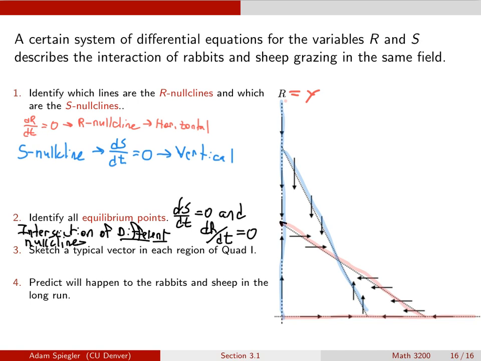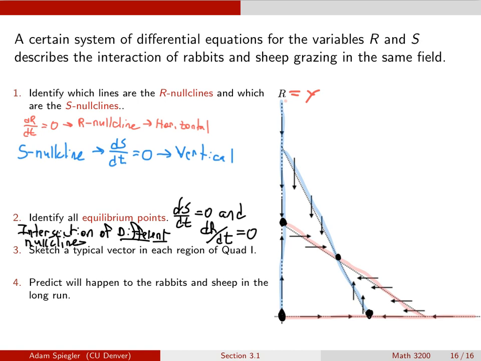So here's a point where a red line and a blue line intersect each other. So that's an equilibrium point. Here is a second equilibrium point. Red and blue are intersecting each other. Here's a third intersection point. And here's a fourth equilibrium point.